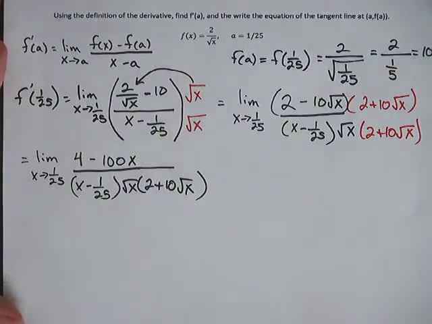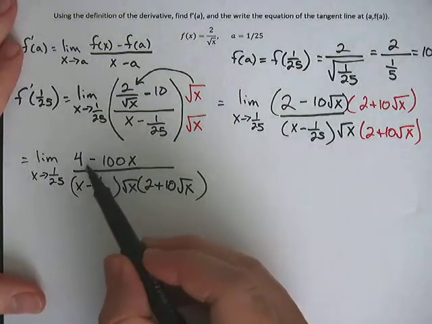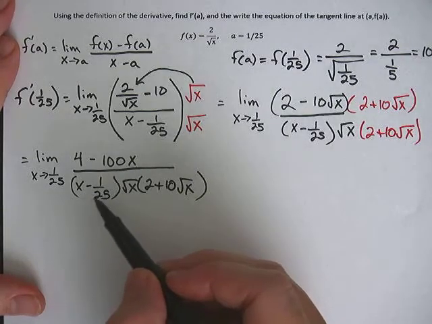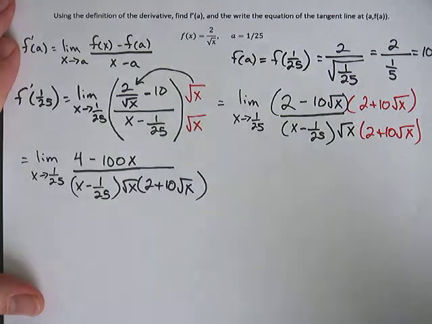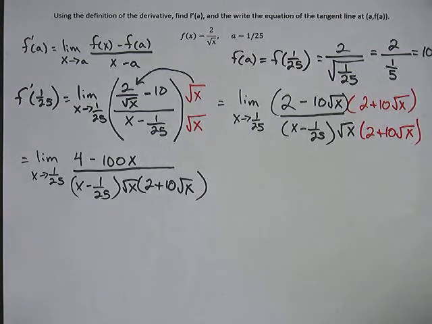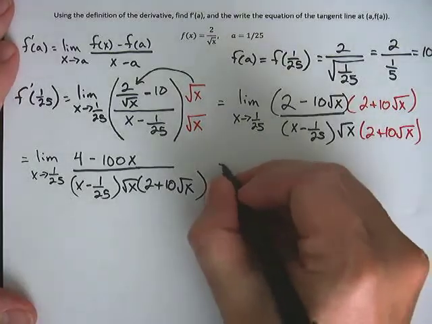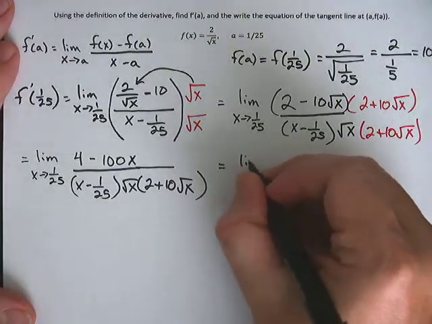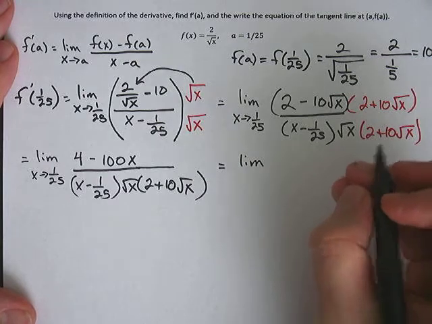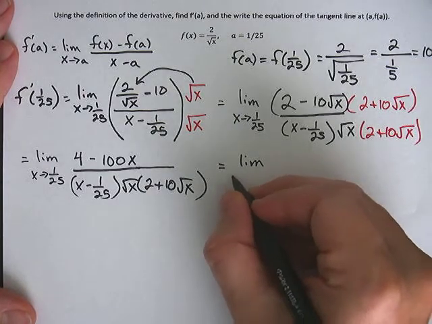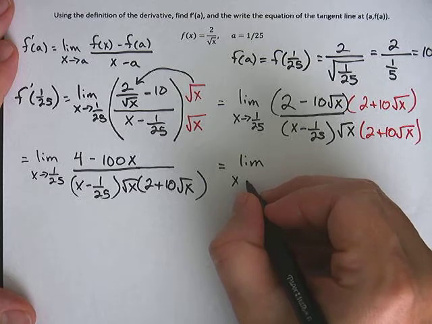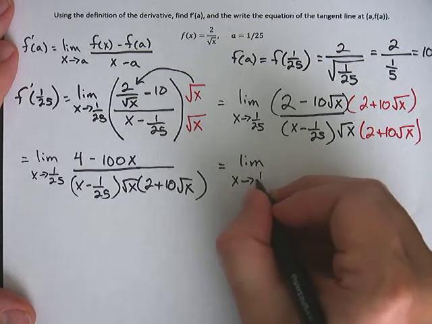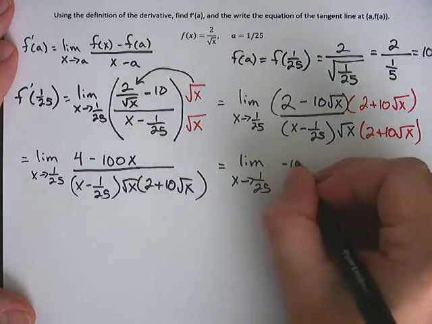Okay, so what I recognize here, which is not readily recognizable, but if you look at the top, this 4 minus 100 square root of x, and this term here, x minus 1 over 25, you might be able to reduce those. I know it's not easy to see, but let me show you what happens when I factor out a negative 100 out of the two terms at the top. So I'll put a negative 100 out front.